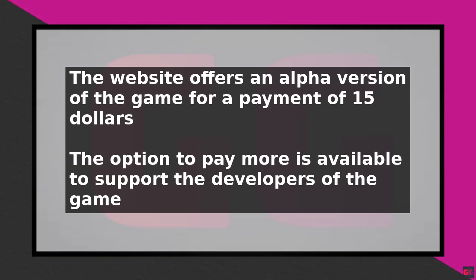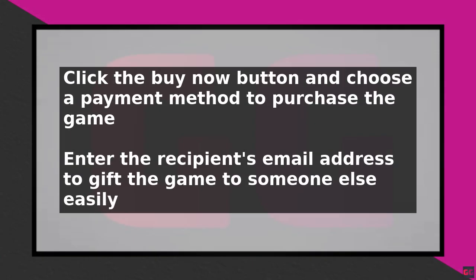To purchase the alpha version, click the Buy Now button. Then choose your payment method, either PayPal or card. You can also gift the game to someone else by entering their email address.